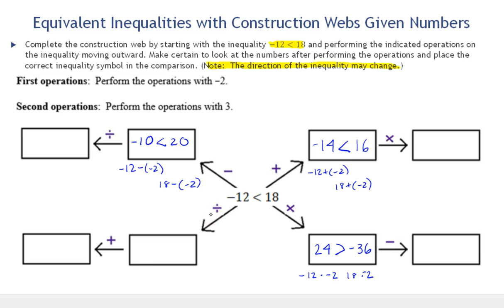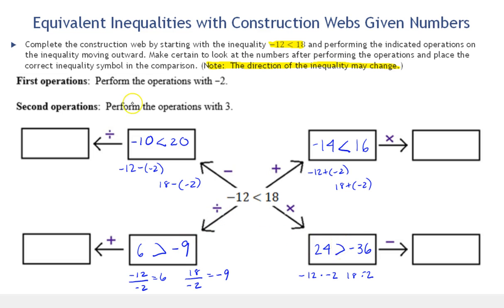Let's look at division. On the left, we have -12 divided by -2, and on the right, we have 18 divided by -2. The left-hand side will be 6. The right-hand side is -9, and 6 is greater than -9. So in this case, the direction of the inequality symbol also reversed. So far, when we did addition and subtraction, the direction of the inequality symbol stayed the same. And when we did multiplication and division, the direction of the inequality symbol switched.